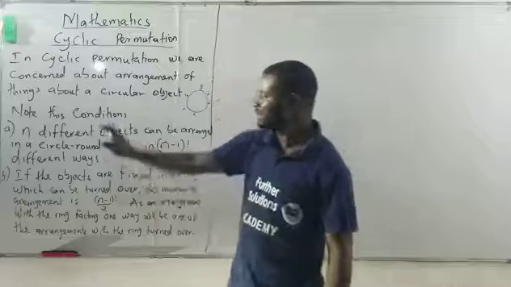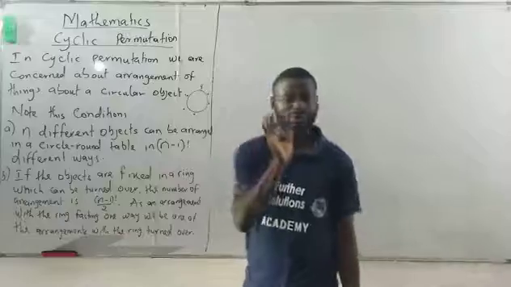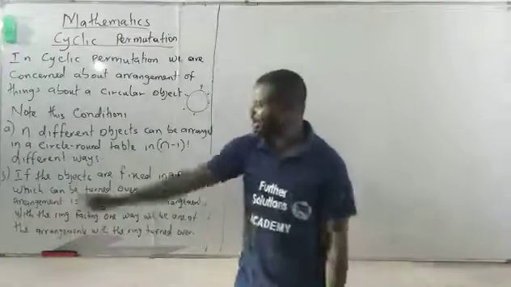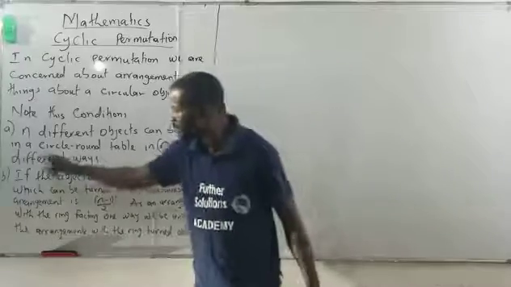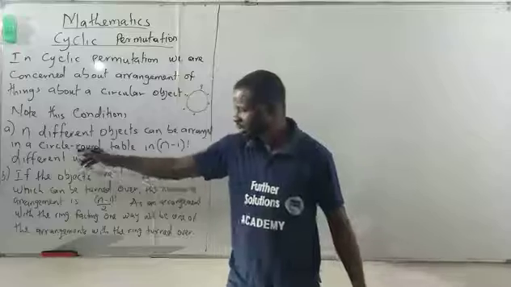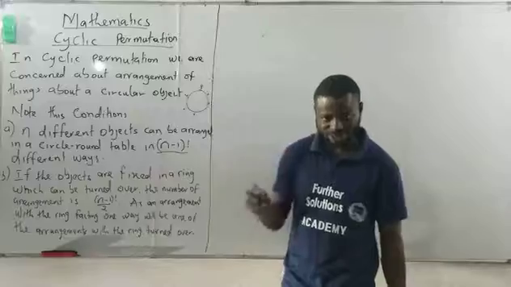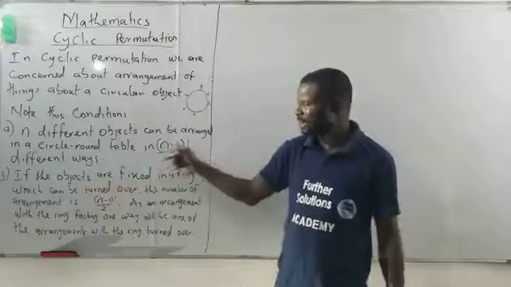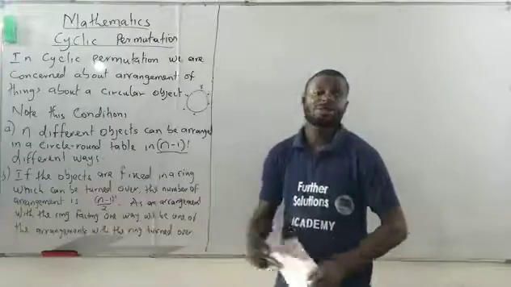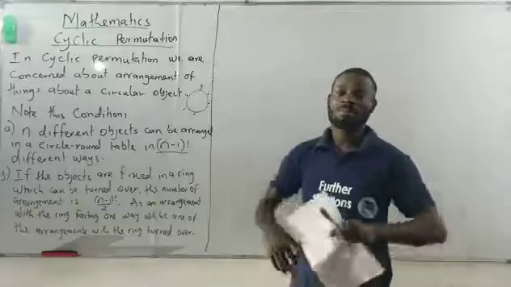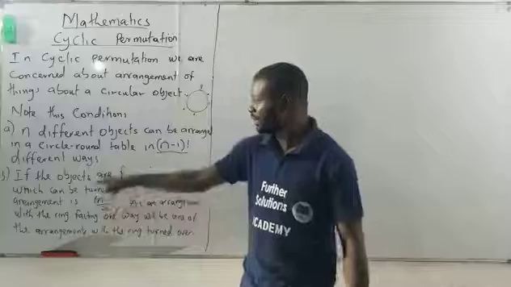Note these conditions. There are two conditions and you have to master them very well. The first condition: any different objects can be arranged in a circle round the table. When people are sitting round the table like this, it will be (n minus 1) factorial. Before now, I've explained what is called factorial and permutation itself. Please make sure you watch those videos, they are very important.